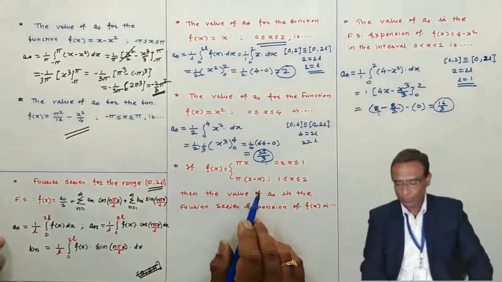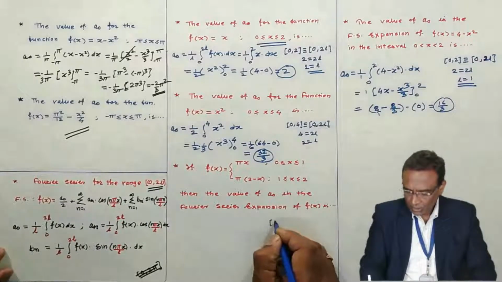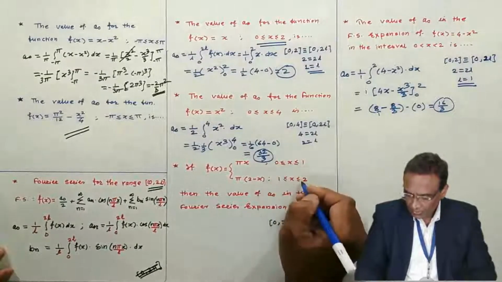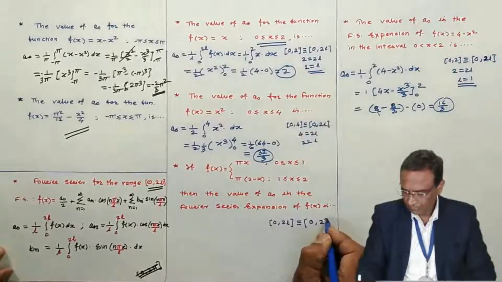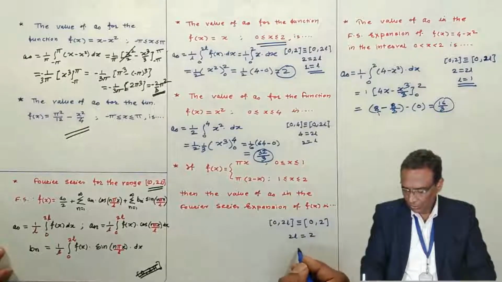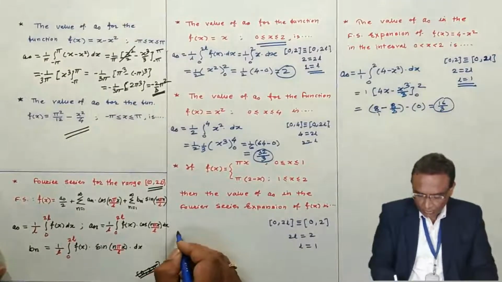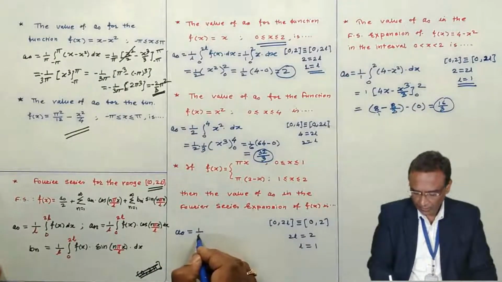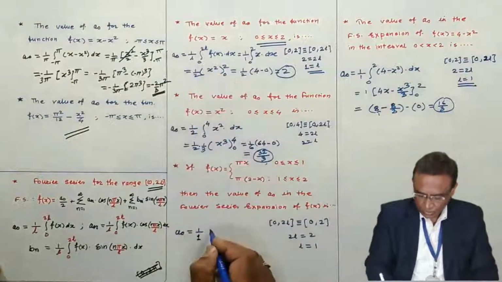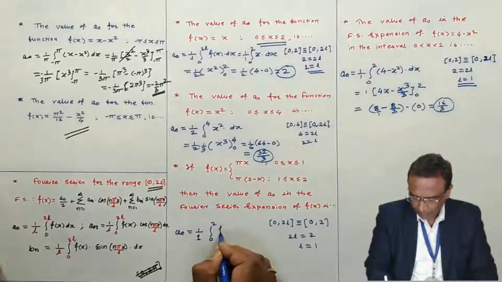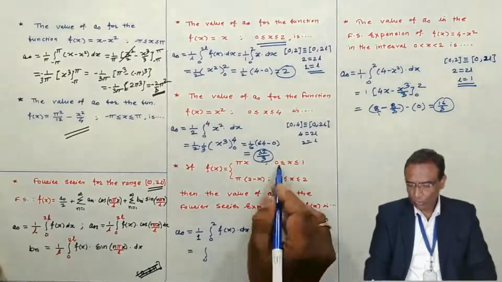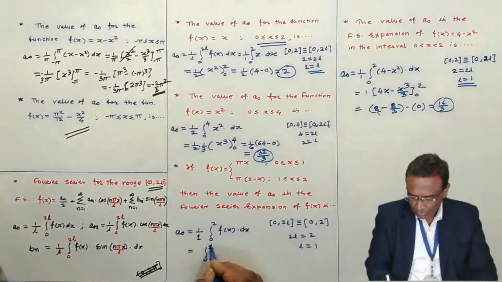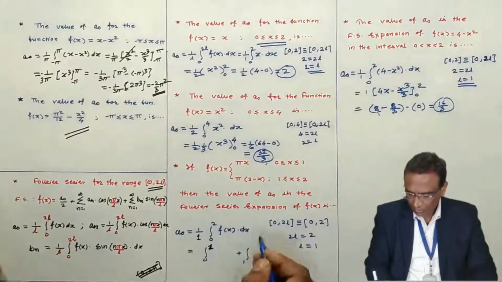Okay, this is for you, because here the total range is 0 to 2L, and this must be equated with 0 to 2. 2L equal to 2 and L equal to 1. Now, this is for you, but 1 by L, 0 to 2L. Here 0 to 2 is split into two sub-intervals, 0 to 1 and 1 to 2.